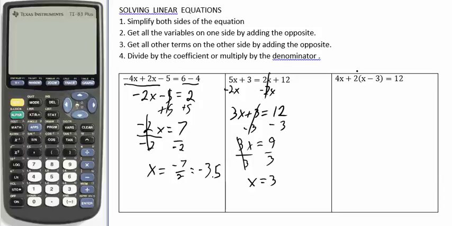This one, just remember you need to start off by doing the distributive property, and then combine like terms, then get all the x's on one side, all the constants on the other, and divide by the coefficient.